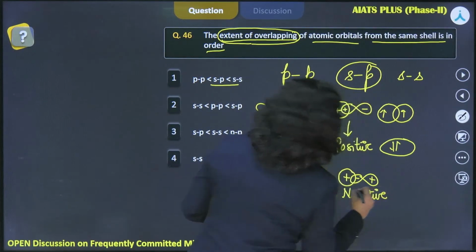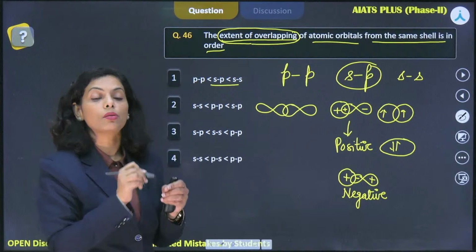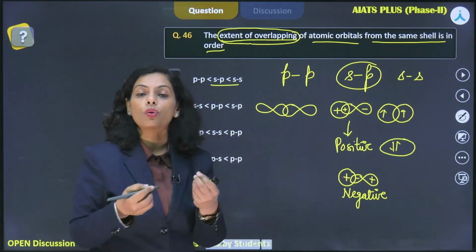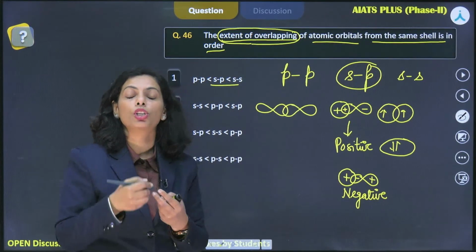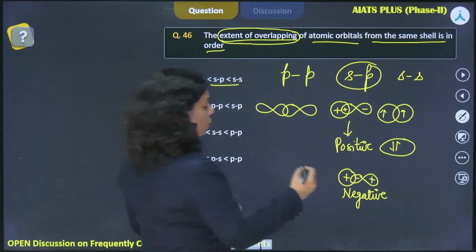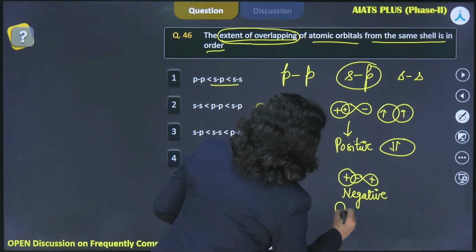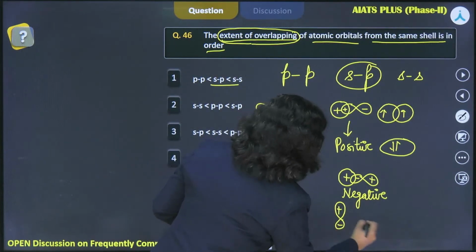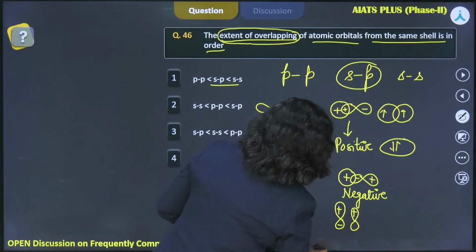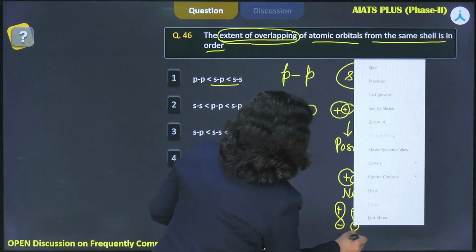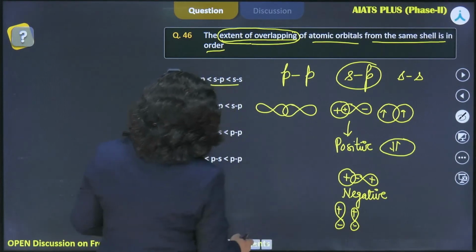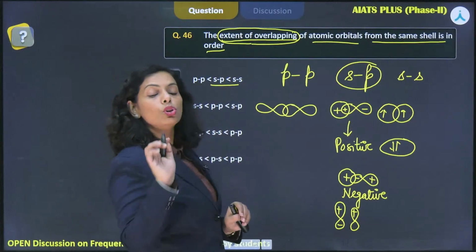So this type of question also you can find in the NEET mock test and even in the NEET paper, which of the following is showing the positive overlap, which of the following is showing the negative overlap, or even the zero overlap. In case of zero overlap, what will happen? Suppose we have two p orbitals, but they didn't align with each other. There is the possibility of zero overlap as well, right? So this is all about the general things that you should know.